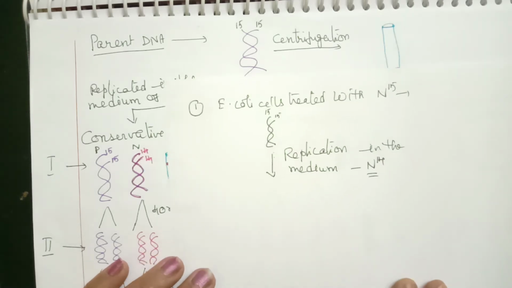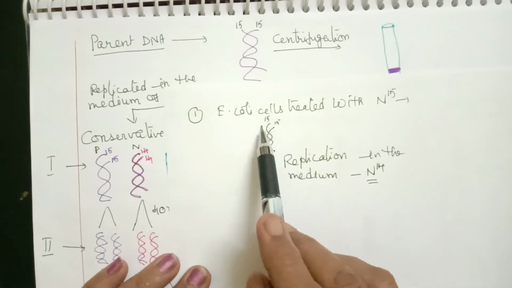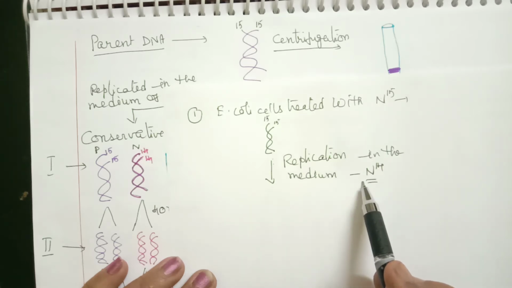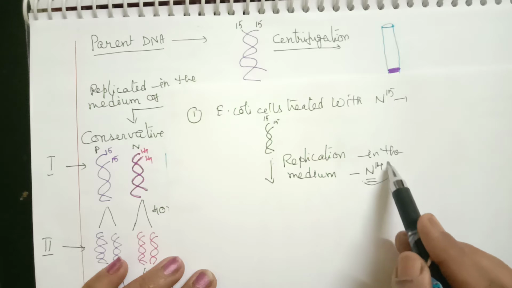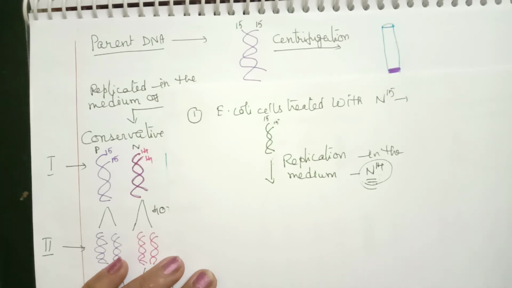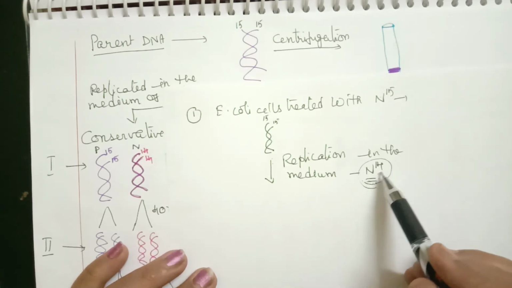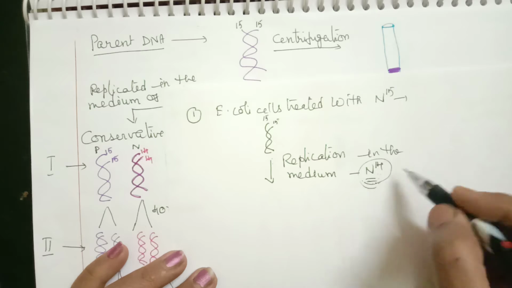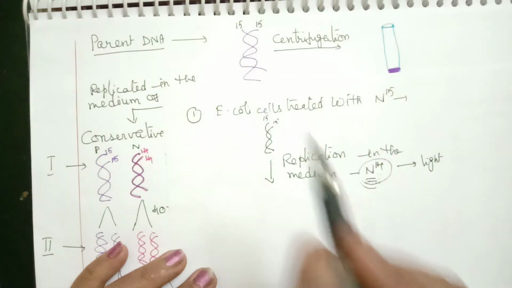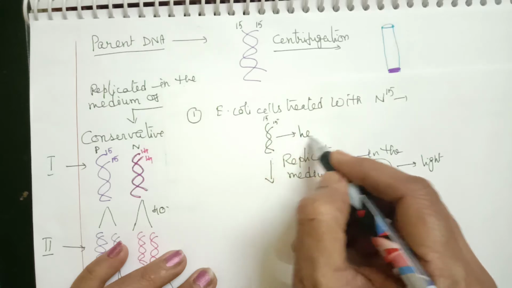First it is treated with N15, so both the strands now have N15. And now it is replicated in the medium of N14. So the new strand, or new DNA molecule, which is formed should have only N14, which is the light one. This is the light DNA, and this is the heavy DNA.